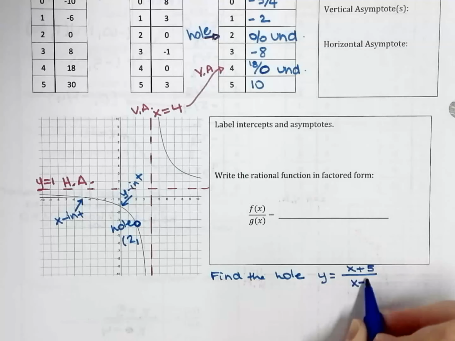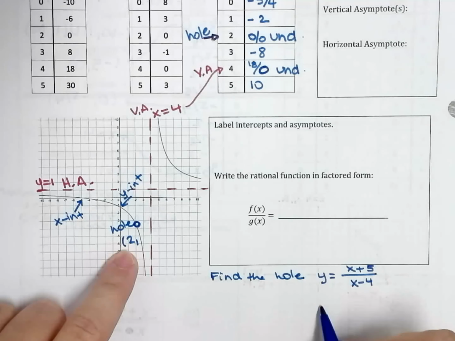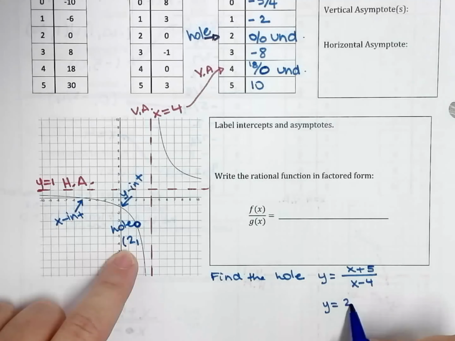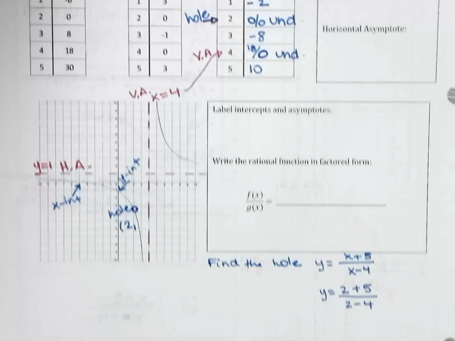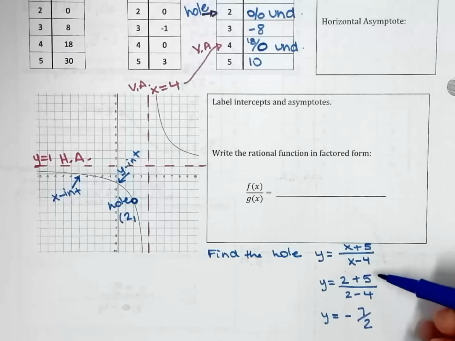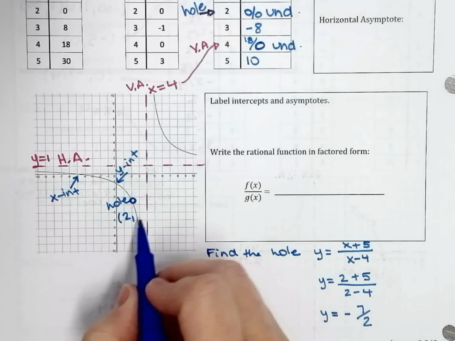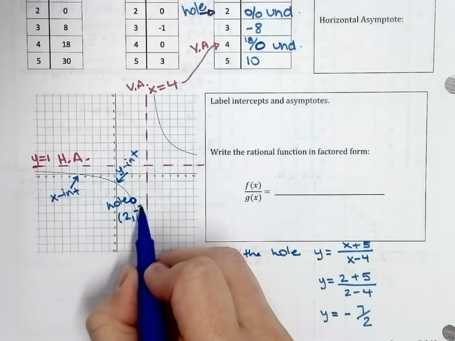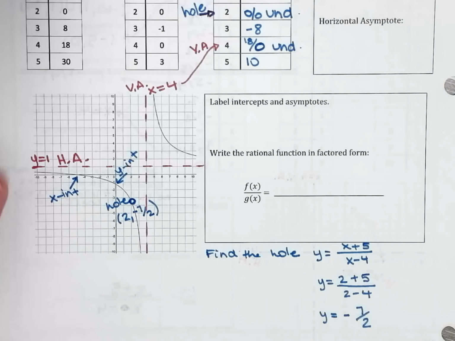So x plus 5 over x minus 4. I already know x is 2. I'm trying to find what y is. So plug in 2 for x. And now I have negative 7 over 2, because I got 7 on the numerator and negative 2 on the denominator. So the coordinates for this point are 2 and negative 7 over 2, or negative 3.5.